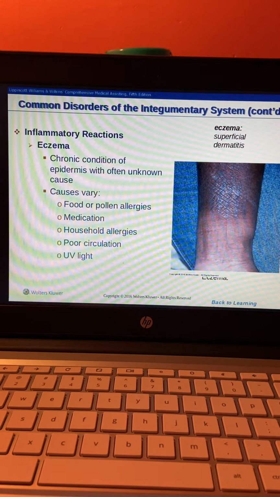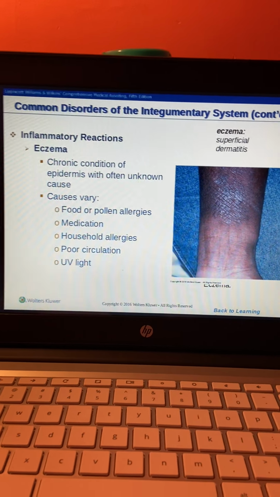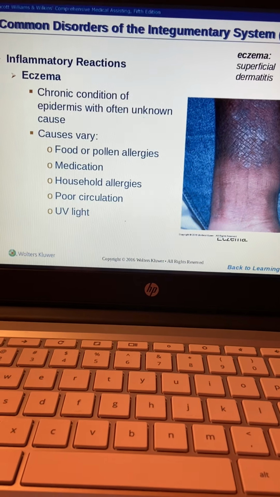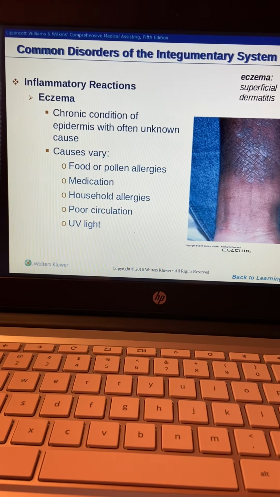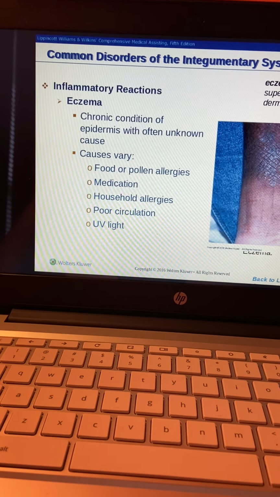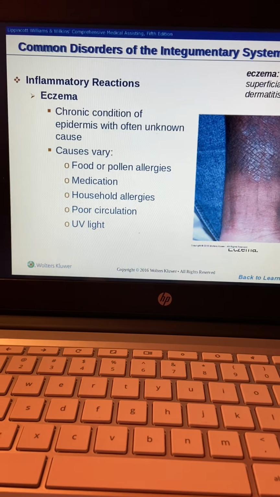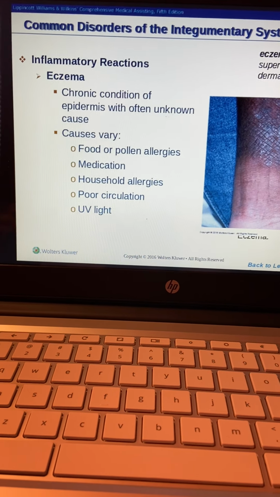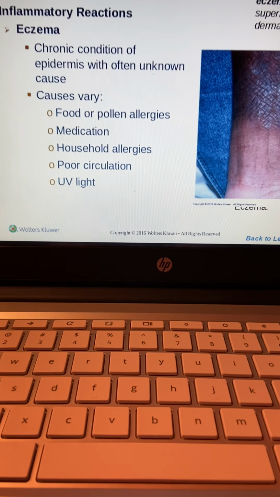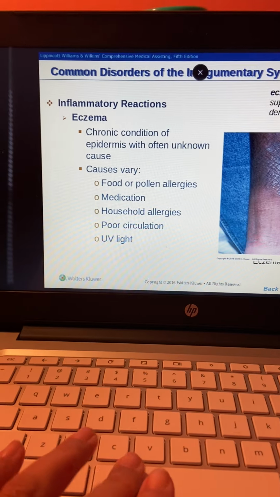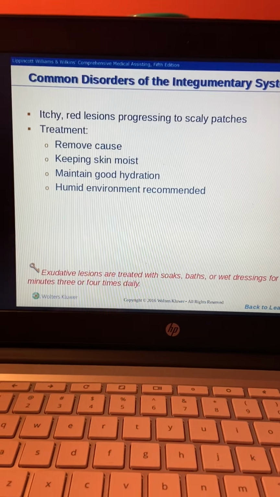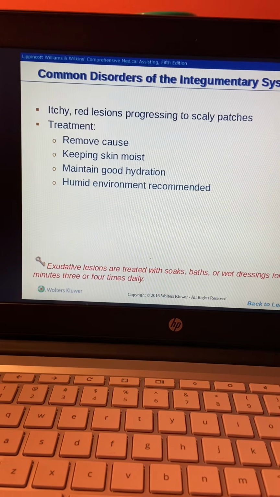So some inflammatory reactions. The first one we have is eczema. It is a superficial dermatitis. Eczema is a chronic condition of the epidermis with an often unknown cause. Your causes could vary. It could be from food or pollen allergies, different types of medication, household allergies, poor circulation, or UV light. You have itchy red lesions that progress to scaly patches.